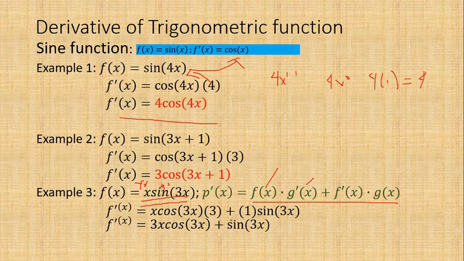Plus, the derivative of f of x, and f of x is x, derive x is 1. Then sine 3x, copy. After that, let's simplify. Then 3 times x times cosine 3x plus sine 3x, and that's the final answer.